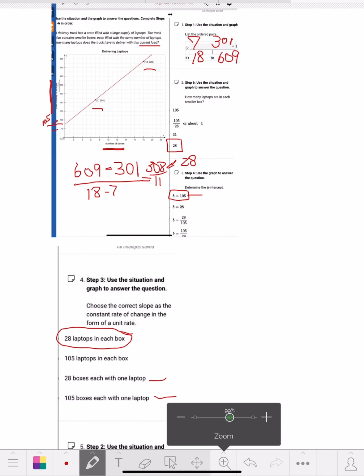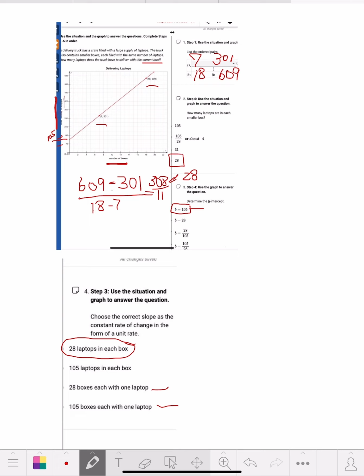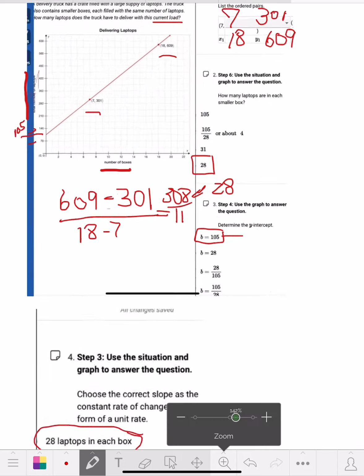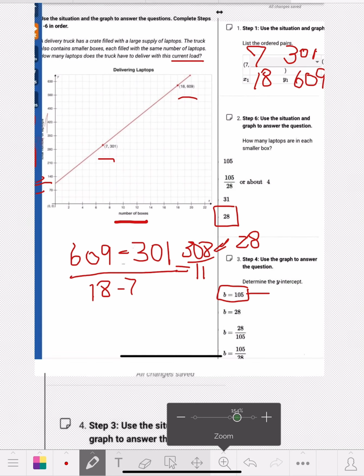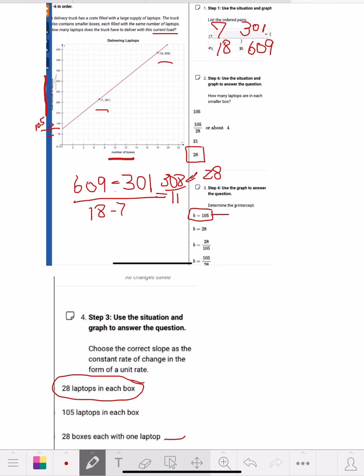Now, what I'd do, if this was my quiz, I'd go back and start at number one, right here. Did I copy the numbers right? Is it 7 and 301? Is it 18 and 609? If that's correct, I'd blow them up. Yeah, it looks right to me. But sometimes you can make an error there, you can copy it wrong.